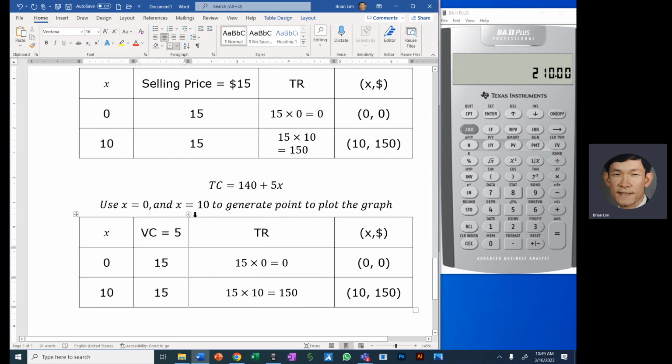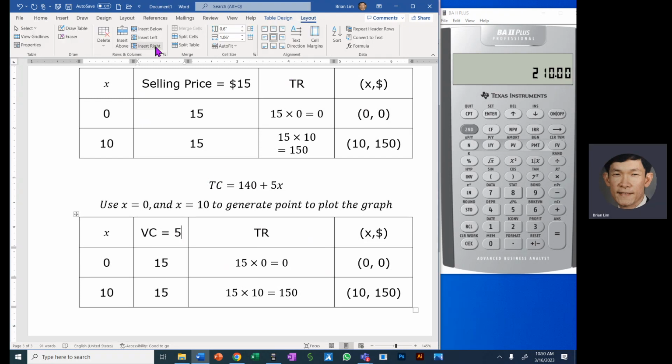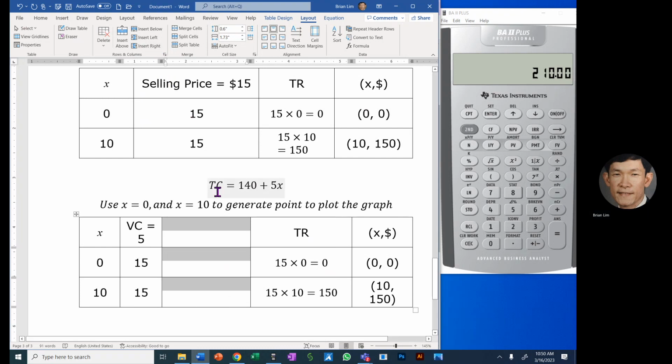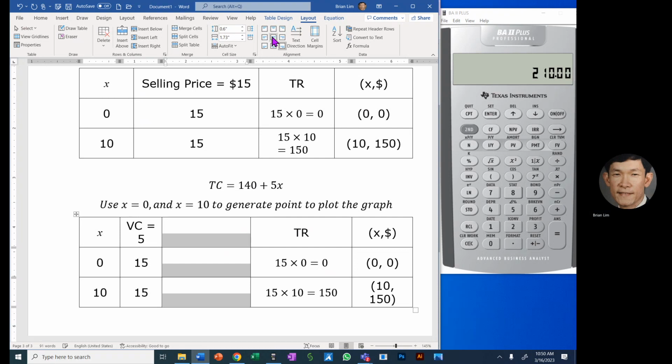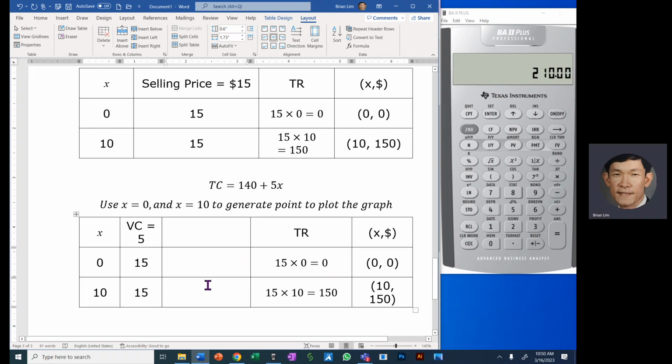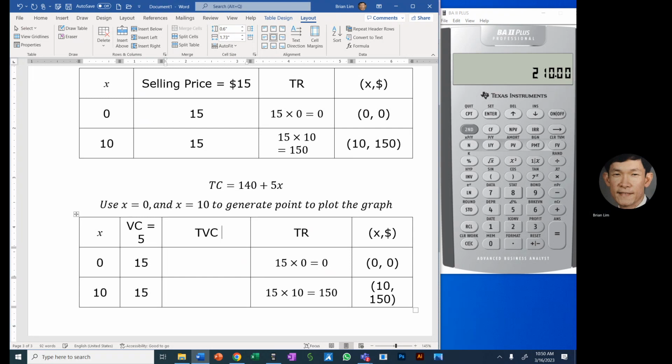And then maybe next to this, we should insert a column to the right. Okay, so we will have the total variable cost. So the total variable cost is equal to what? Well, it is equal to VC, lowercase, times, and then we go to our italics.